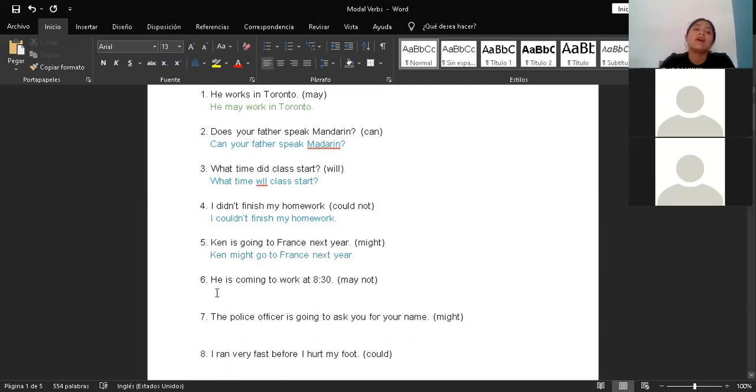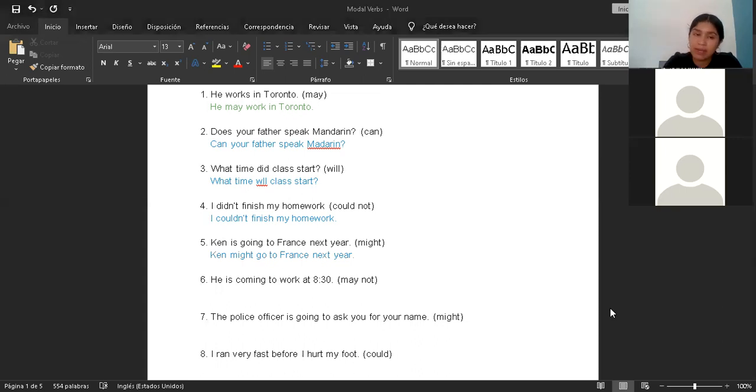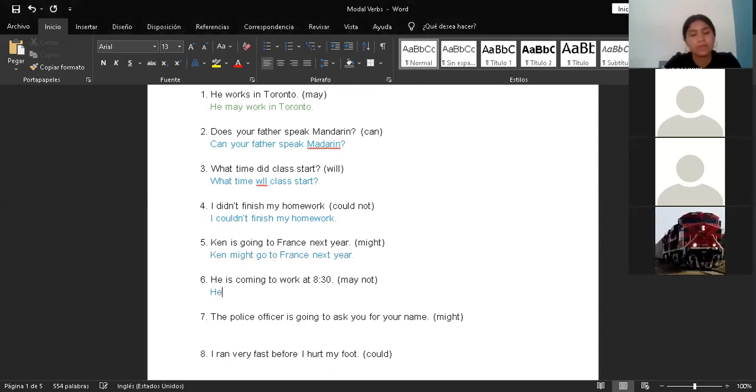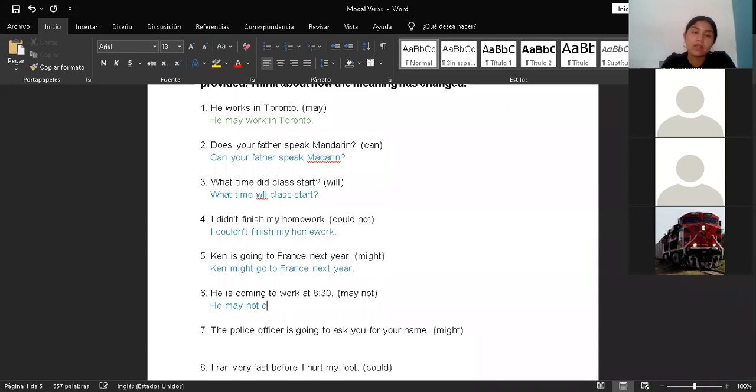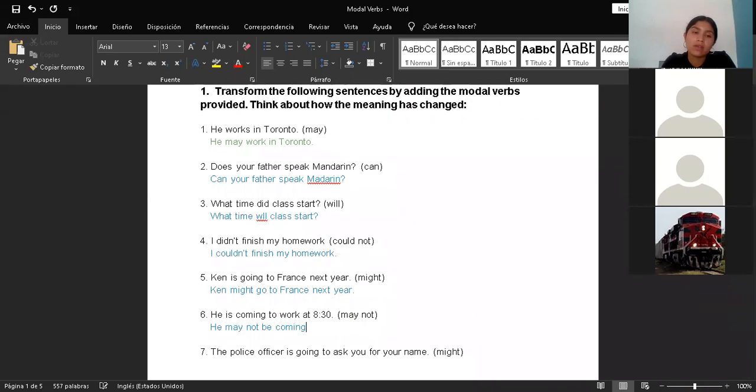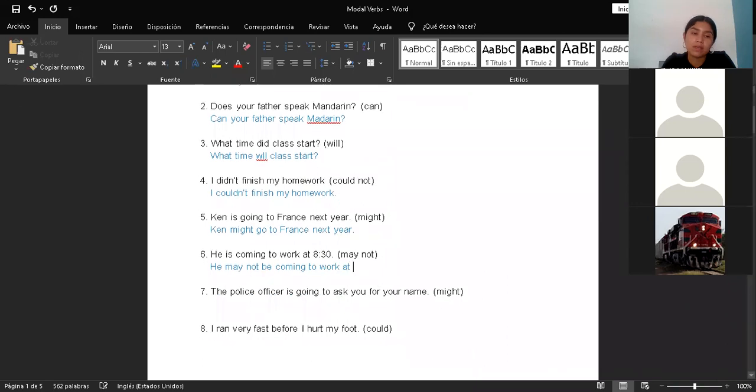Okay, number 6. It says, he is coming to work at 8:30. This is a positive thing and it's telling me that it's gonna happen. But then I have in the example may not. So how can I change it? He may be coming to work at 8:30. He may not be coming to work at 8:30. Might not be coming or might not come. Las dos están bien.